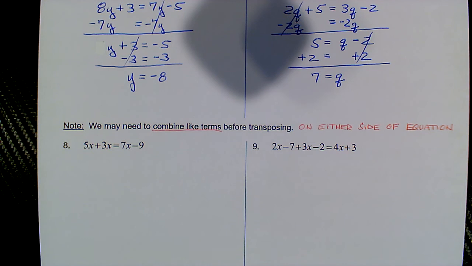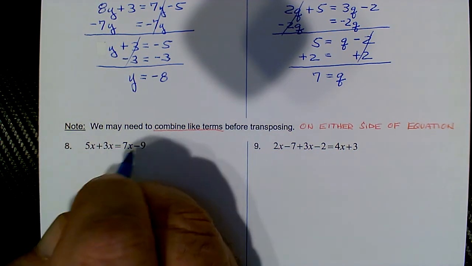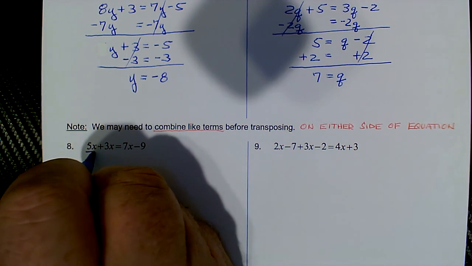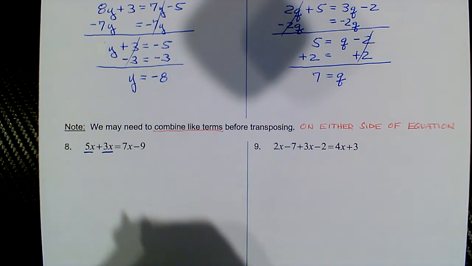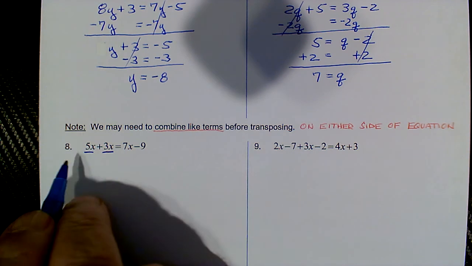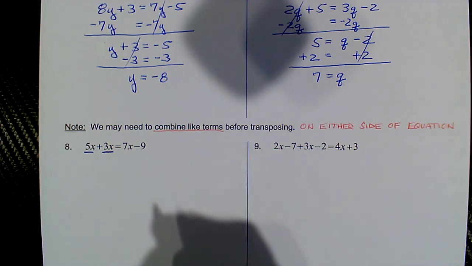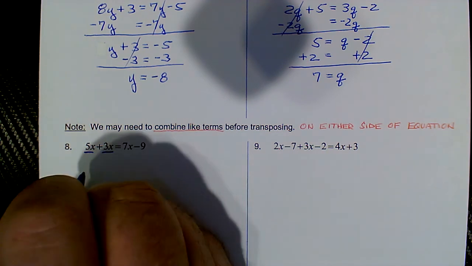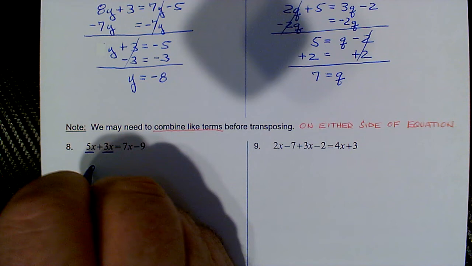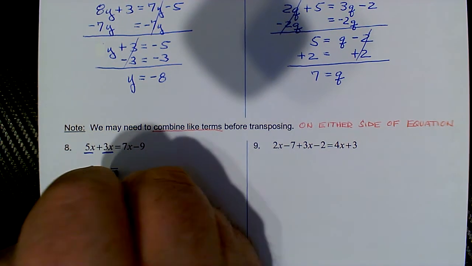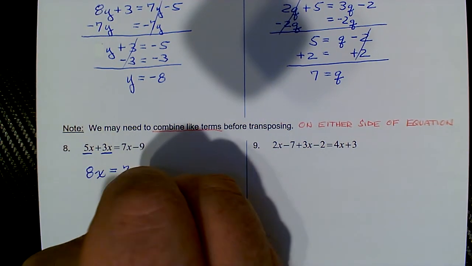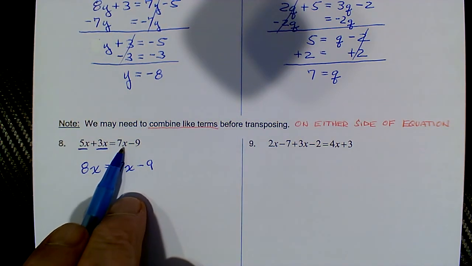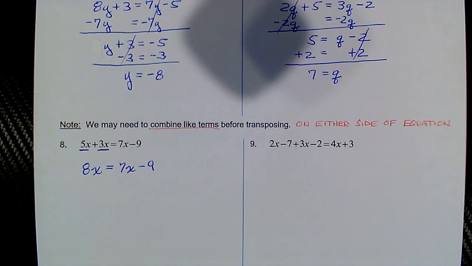And in example 8, we could see that the variable's on both sides, but on the left-hand side, excuse me, we have these like terms, 5x and 3x. And therefore, before we start the transposition, you want to combine those. And so combining 5x and 3x, we get 8x, and that's equal to 7x minus 9. You just recopy the right-hand side. Notice that there are no like terms on the right side.